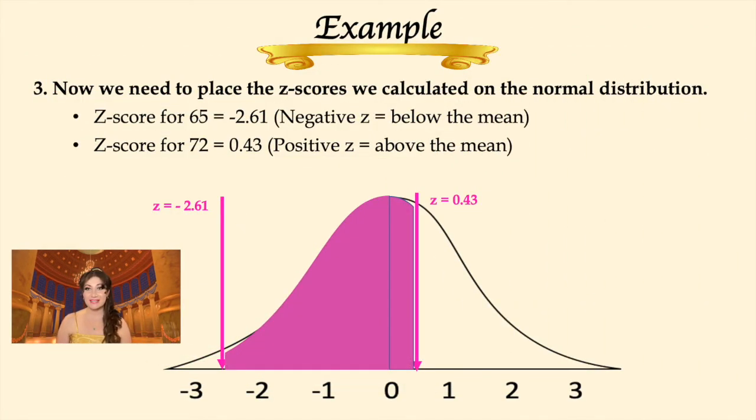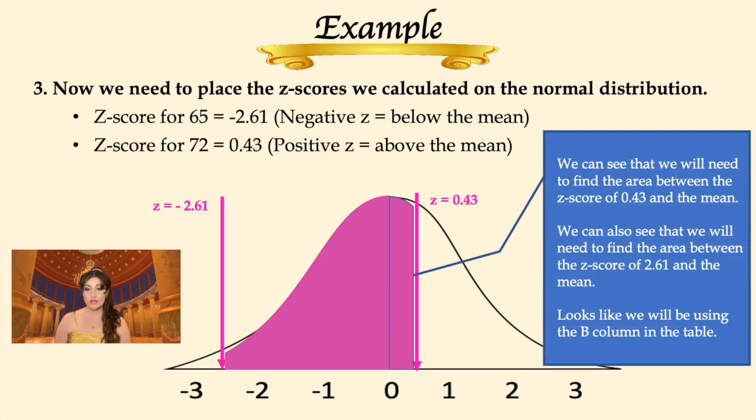So now we need to place the z-scores on the normal distribution. Our z-score for 65 is negative 2.61, which is on the far left. And our z-score for 72 is positive 0.43, which we can see slightly to the right of the mean. So we can see that we will need to find the area between the z-score of 0.43 and the mean. And we can also see that we will need to find the area between the z-score of 2.61 and the mean. So because we need to find the area between the z-score and the mean, this indicates to us that we're going to be looking in the B column of the normal curve table.